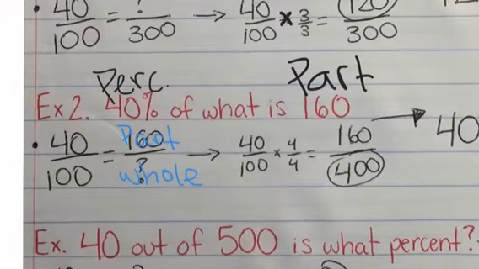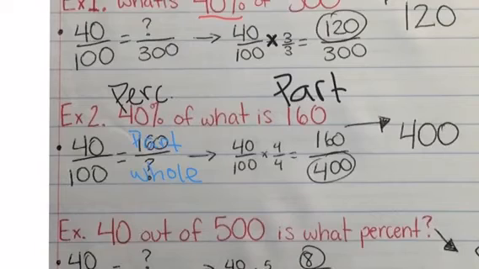Now, pretty simply, we think to ourselves, okay, 40 times what equals 160? So if we don't know, we can divide 160 by 40, but hopefully we kind of know 40 times 4 equals 160. So 4 is what we're working with. If we multiply by 4 on top, then we've got to multiply by 4 on the bottom. So we take this 100 times 4, and we get 400. So the whole that we're looking for is 400 right there.